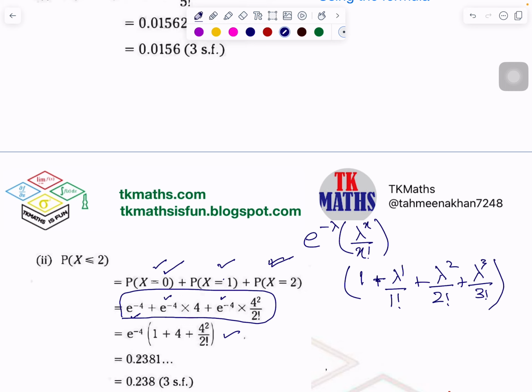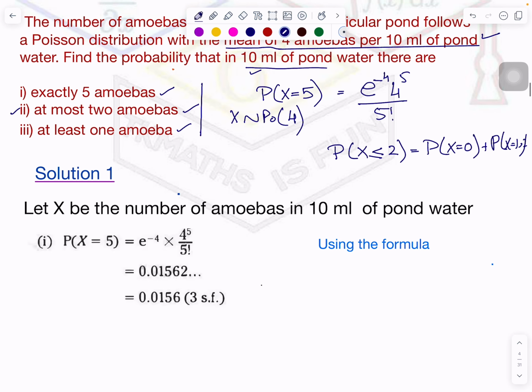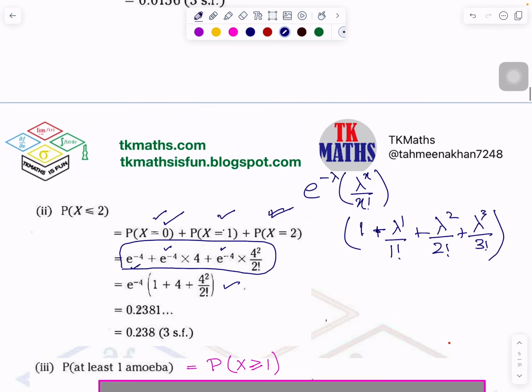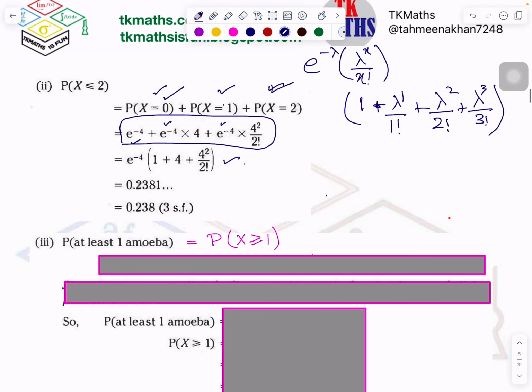Okay, now the last part of the question was at least 1 amoeba. Now this is a very, very important question. At least 1. You need to understand this. When we say at least 1, what does this mean? It means probability of x is greater than or equal to 1. Now when it is greater than or equal to 1, what does this mean? It means 1, 2, 3, but there is no end limit. So till where will you calculate the probability and end up?